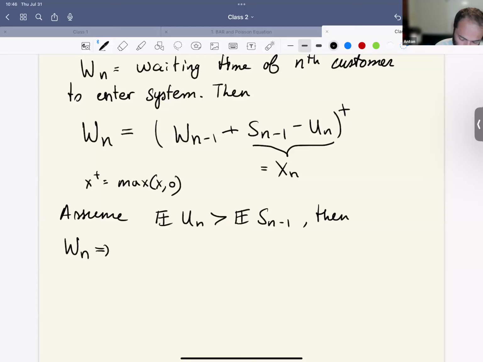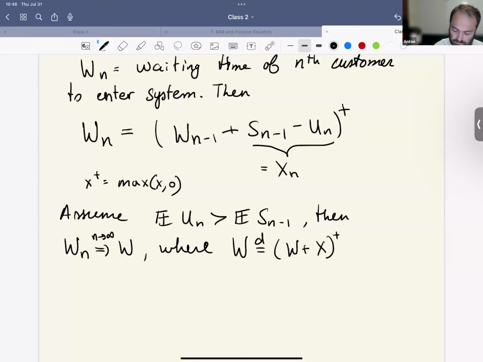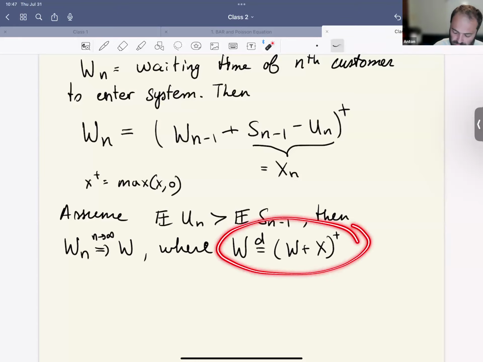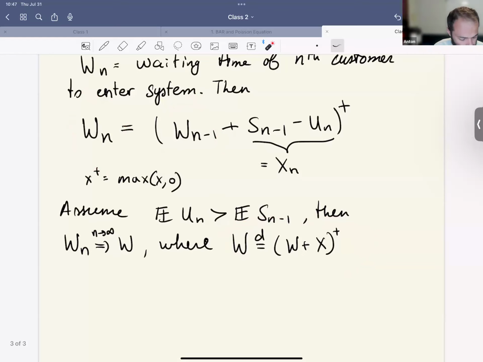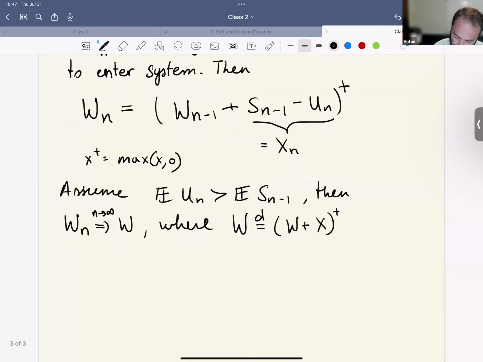Wn converges in distribution to W. This is the steady state distribution as n goes to infinity, where W equals in distribution to (W plus X) positive part. Okay, so how do we derive this expression? We basically replace Wn and Wn minus 1 with W. And crucially, on the right-hand side, this W is independent of the X.